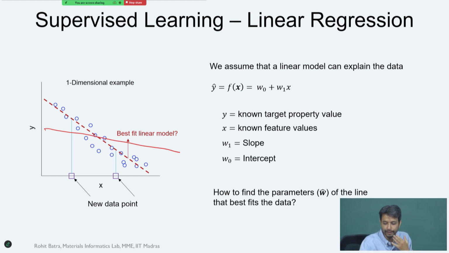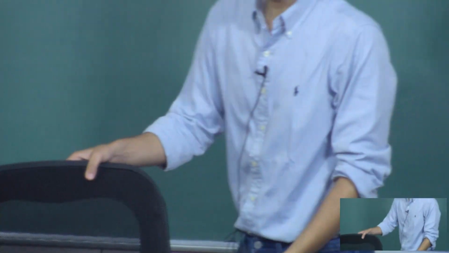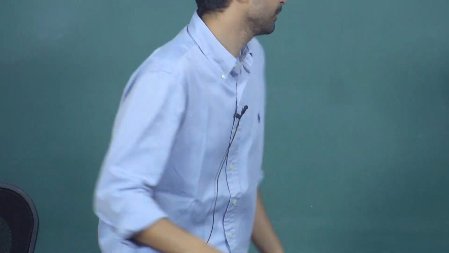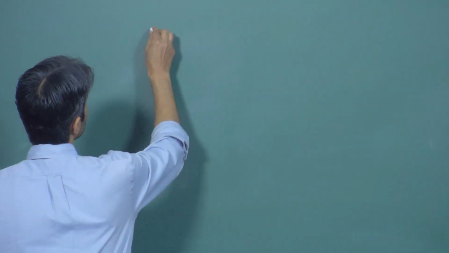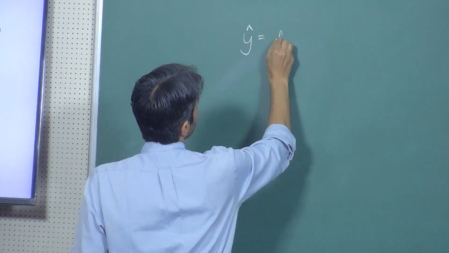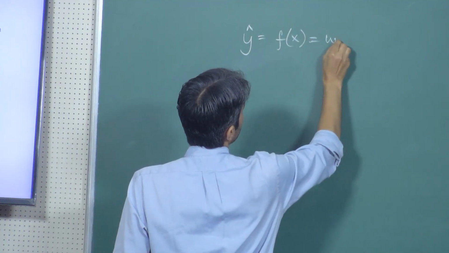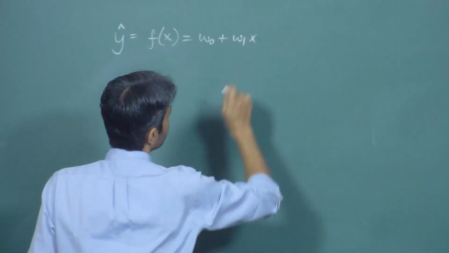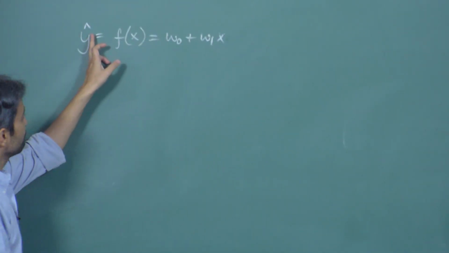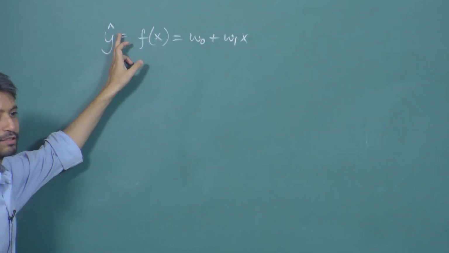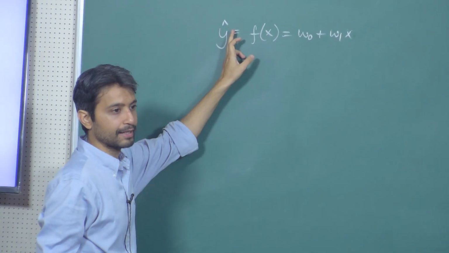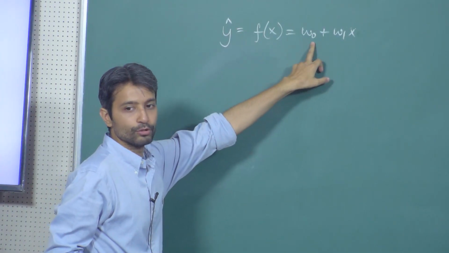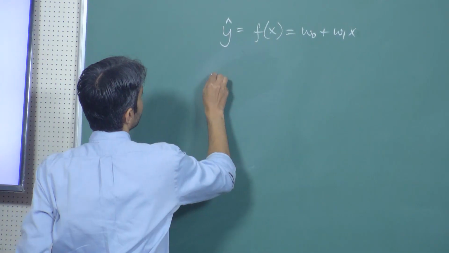Error. I need to define my error, and once I define my error, that's when I will know my solution for W0, W1. So what I'll do is, I always put a cap in front to tell me this is a machine learning model prediction, Y cap, and that is given by W0 + W1x. So what is my error?